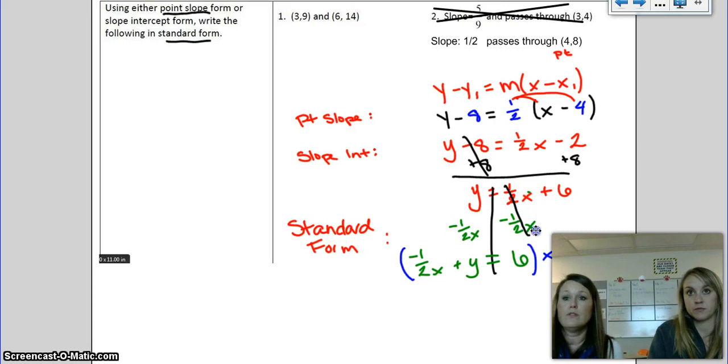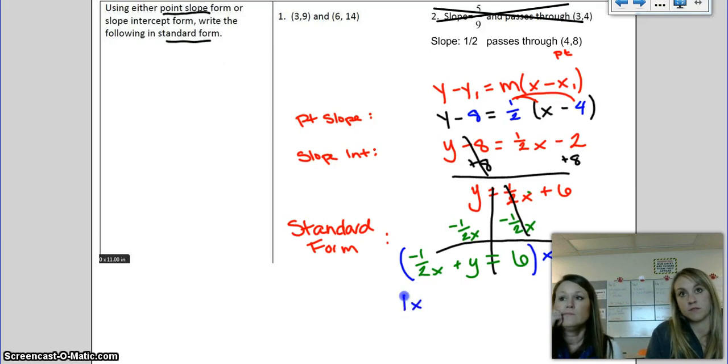So we're going to do, oh shoot, we got to go fast. Okay. So negative 1/2 times negative 2 is 1, 1x. Negative 2 times y is negative 2y. And then negative 2 times 6 is negative 12.